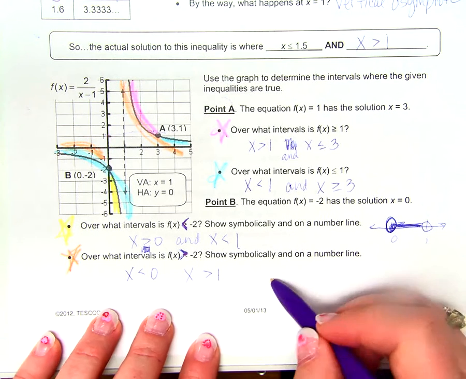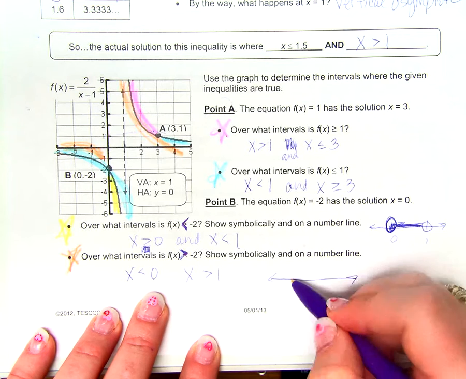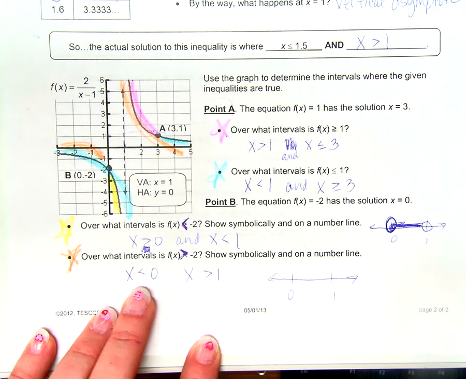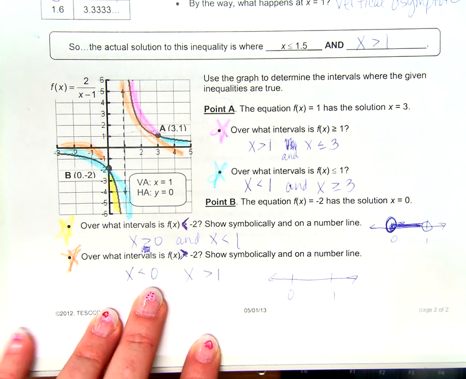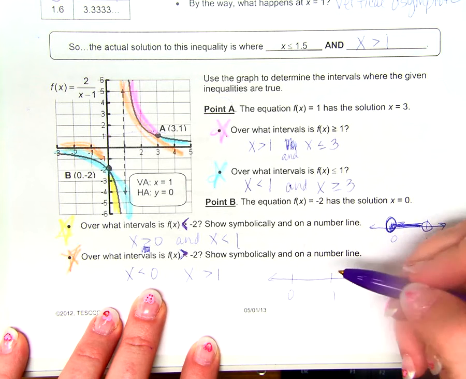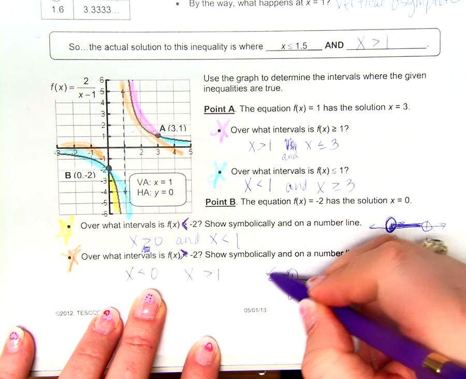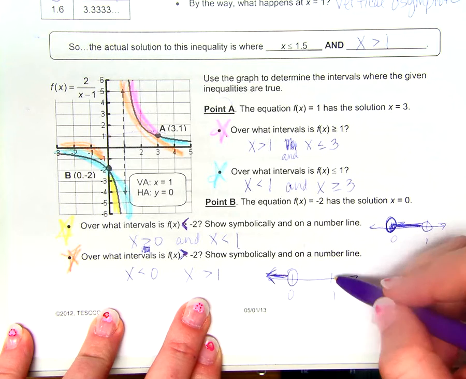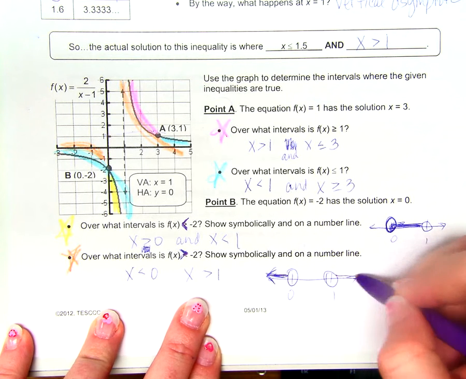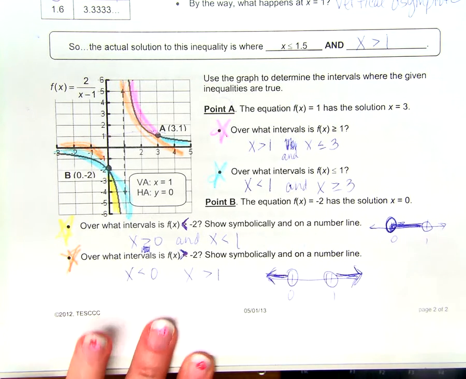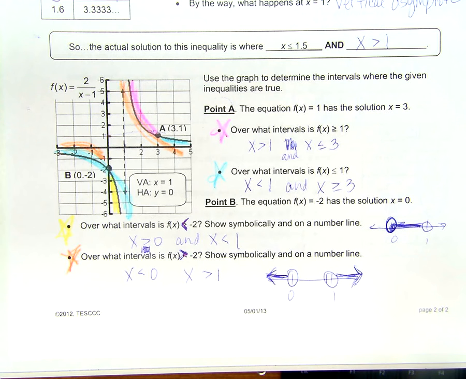Okay, so what's my number line look like? Here's 0, here's 1. Less than 0. What kind of circle on 0? Open, and to the left of 0, like you said, and then open on 1 and to the right. Does that make sense? All right.